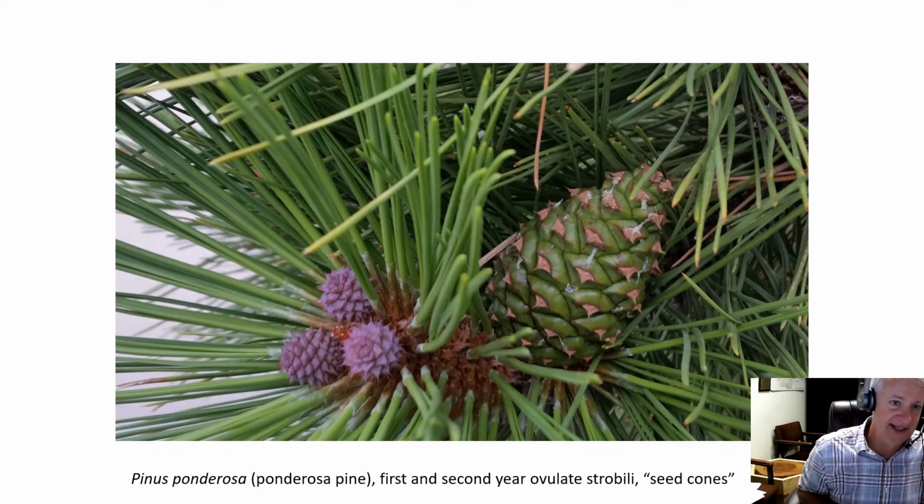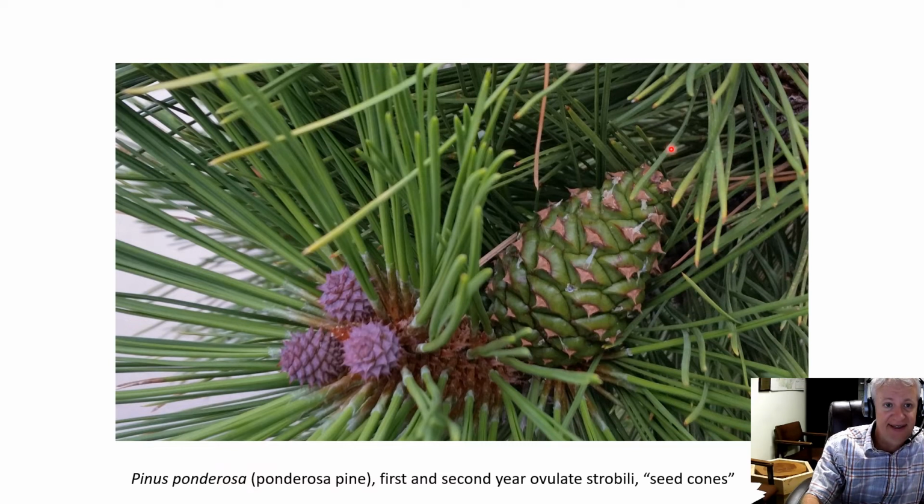So this is a nice example of some cones that I observed. This is in ponderosa pine. So this was in the late summer. So this is ponderosa pine in late summer. So we've got seed cones here, ovulate strobili in late summer. These have been pollinated but not fertilized yet.